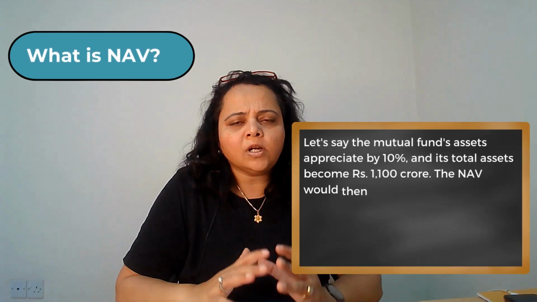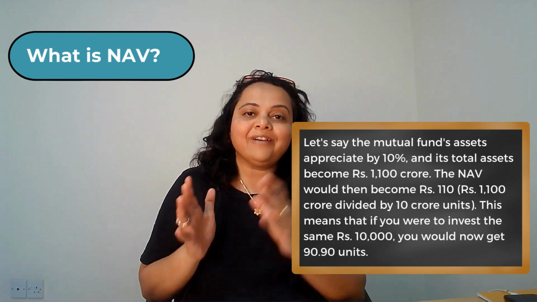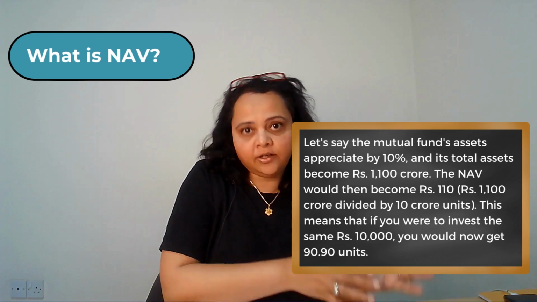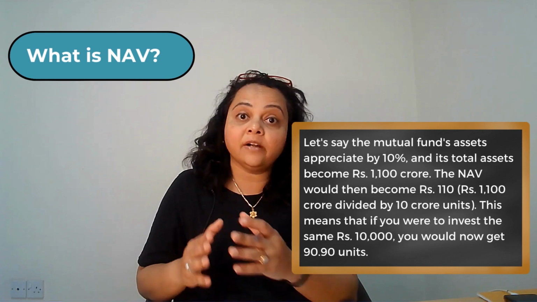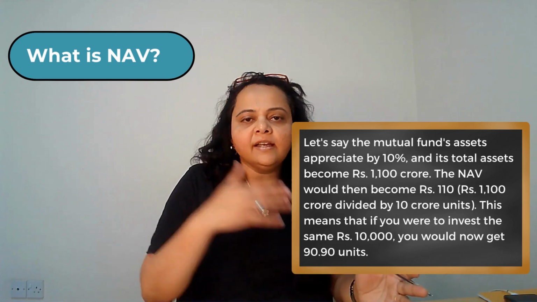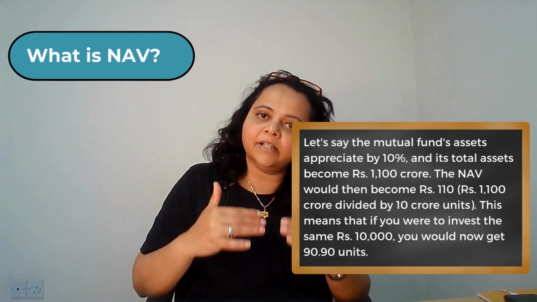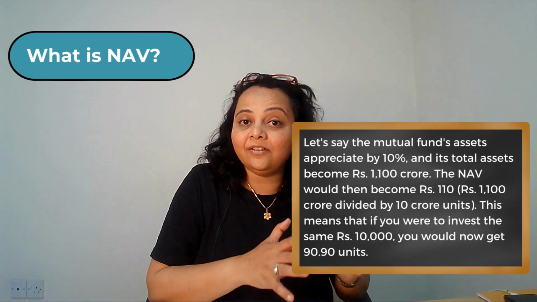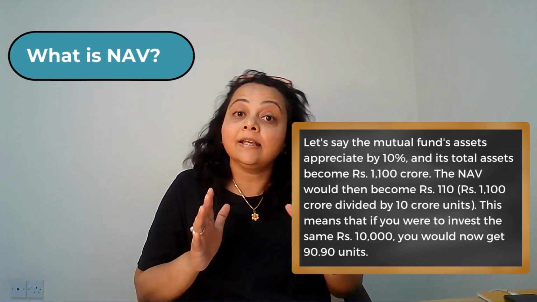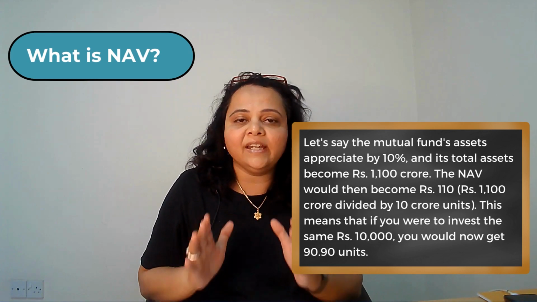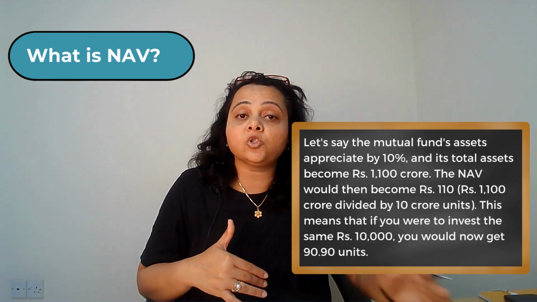Now say, suppose the total assets, which were 1000, are appreciated by 10%. The value of those assets become 1100. Now the NAV will rise from 100 rupees per unit to 110 rupees per unit. Correct? 1100 crores divided by 10 crores will give you a NAV of 110 rupees per unit. So that is how NAV is calculated. But as I told you, NAV does not showcase the performance of a fund.